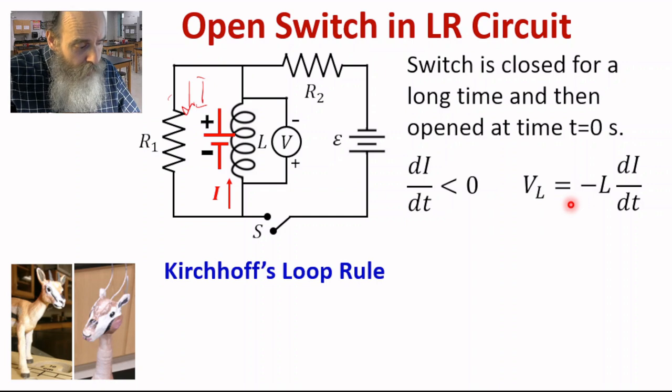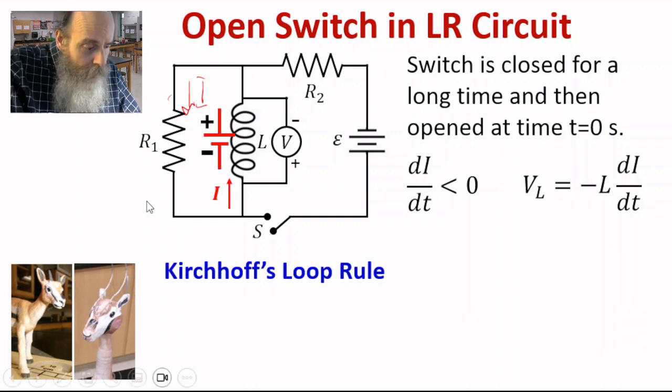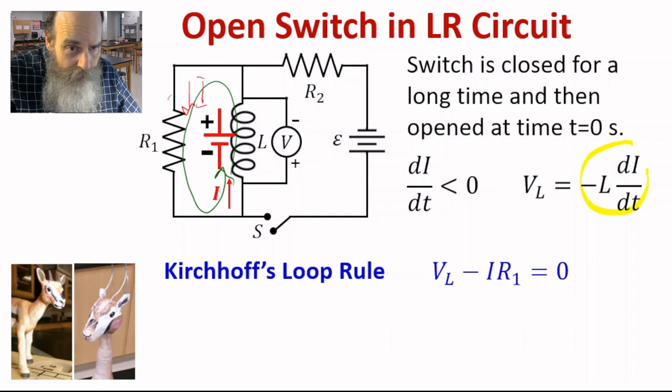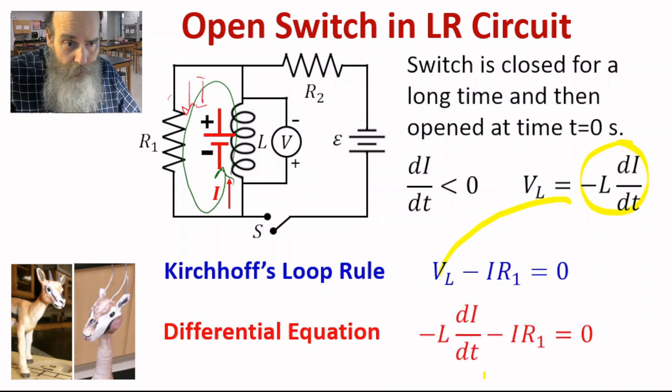Let's do Kirchhoff's loop rule. So let's start at the inductor and go around in a loop like this. So first we have VL for the inductor, and then a voltage drop as we go through the resistor of minus I R1, and that's going to equal 0. So let's put in what VL is. This is our VL. Put it into the equation, and we get our differential equation. Negative L di/dt minus I R1 equals 0. Now we need to solve this equation.